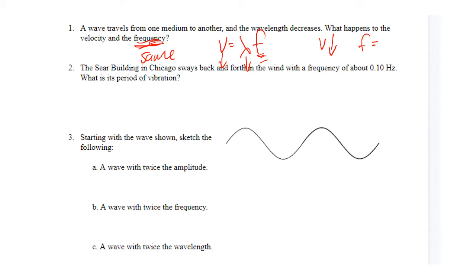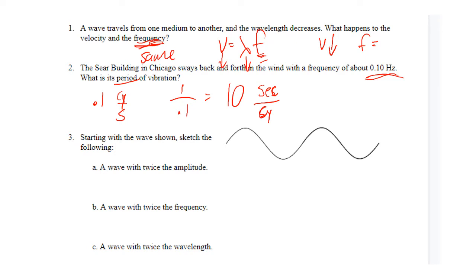The Sears building in Chicago sways back and forth with the wind with a frequency of about 0.1 hertz. What is the period? So, the period is how long per sway. If it's 0.1 cycles per second, how do I get how many seconds per cycle? Well, you just do the reciprocal of it. So 1 over 0.1, which is going to be 10 seconds per cycle. It takes 10 seconds for it to sway back and forth.